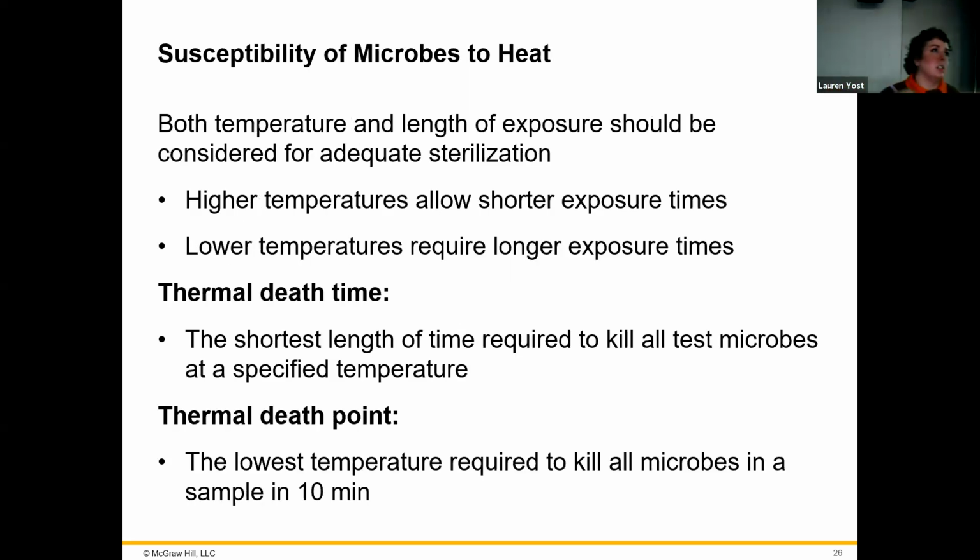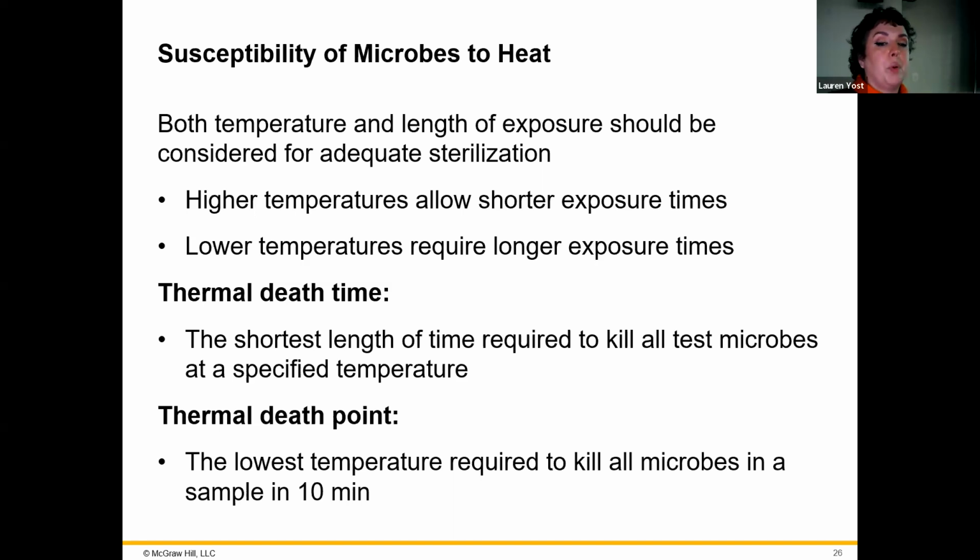So this brings up the concept of, if you're wanting to understand how effective your heat is at getting rid of your microbes, thermal death time and thermal death point. So these are basically an assessment of how much time it takes to kill a microbe versus at what temperature it takes to kill a microbe. So the thermal death time is the time that it takes to kill a microbe at this temperature. So it's a temperature that you are looking at specifically. How much time does it take to kill the microbe at that temperature?